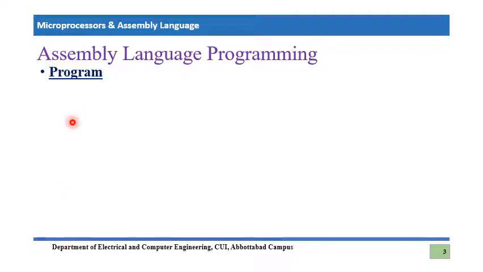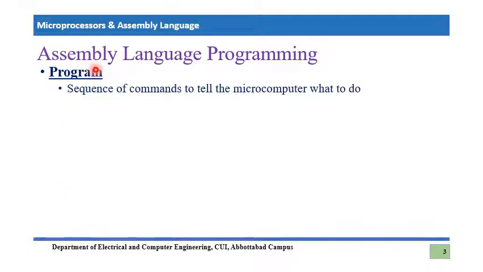The next thing we need to understand is program. A program is nothing but a sequence of commands or a set of different commands, and each command tells the microprocessor what it is supposed to do. Each command itself is known as an instruction. We can also basically call it a statement.